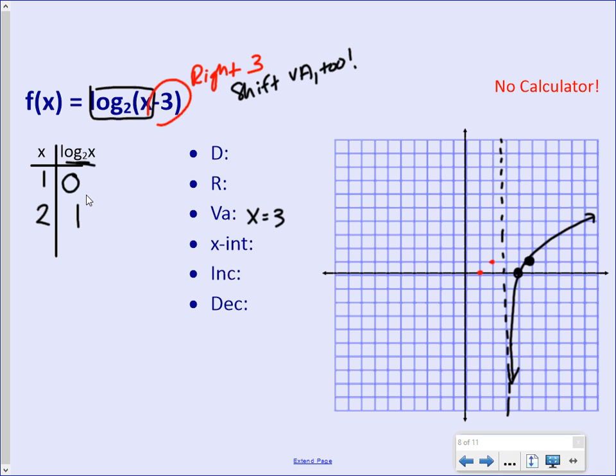Domain is 3 to infinity. Domain is going to change with your vertical asymptote. That's going to be the start for your x. Range will be negative infinity to infinity. On this one, the x-intercept still happens to be a point from my table. I just shifted it right 3, so my x-intercept is at (4, 0). And this is increasing from 3 to infinity with no decrease.